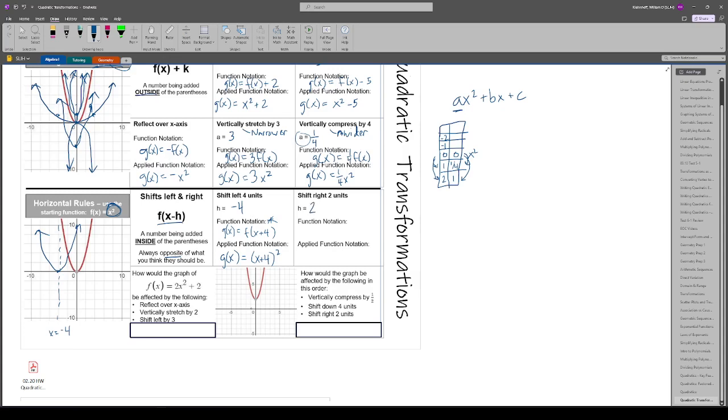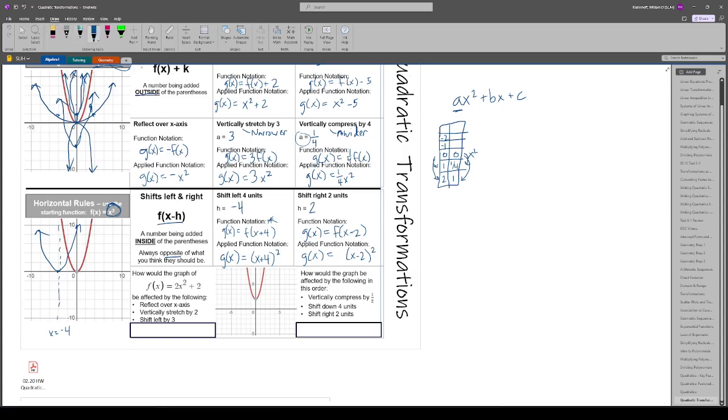Shifting right, h is going to be 2. We're going to do the backwards thing of that, so f of x minus 2. And then we'll have g of x equals x minus 2 squared. Oh, I don't know why I put f there. My bad. Let's erase that. No f in the applied one. F is in the rule.